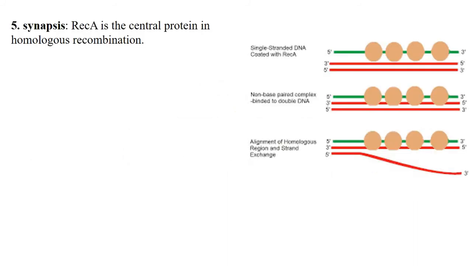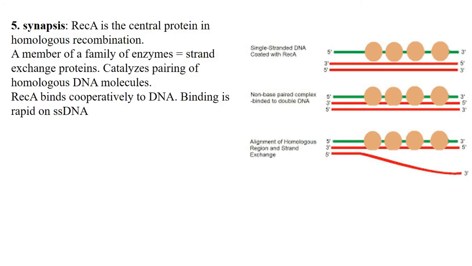So as I said, RecA is a central protein in homologous recombination because it not only coats the single-stranded DNA molecule, but it also acts as a strand exchange protein, because it's a member of a family of enzymes that are strand exchange proteins. It catalyzes the pairing of homologous DNA molecules, so that the DNA molecules that it's going to exchange the sequences with.